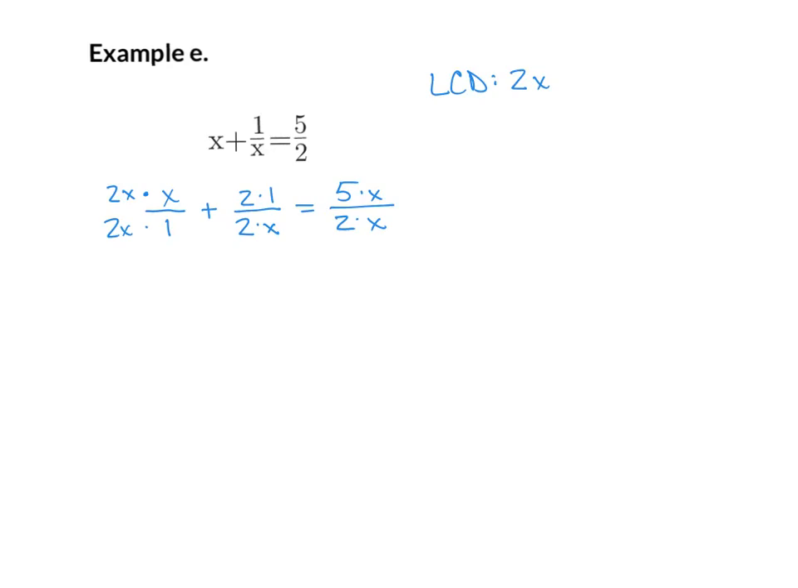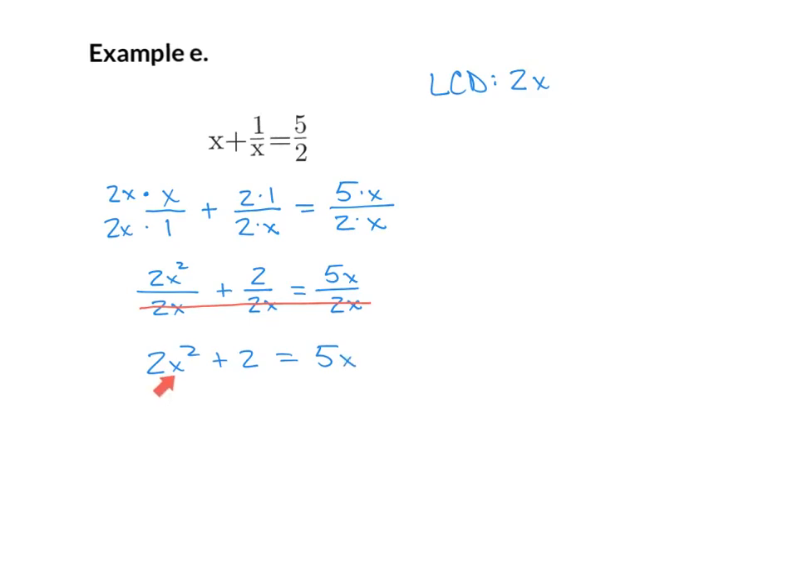All right, so what do we get? We get 2x squared over 2x plus 2 over 2x equals 5x over 2x. I can cancel my denominators. And I am left with 2x squared plus 2 equals 5x.